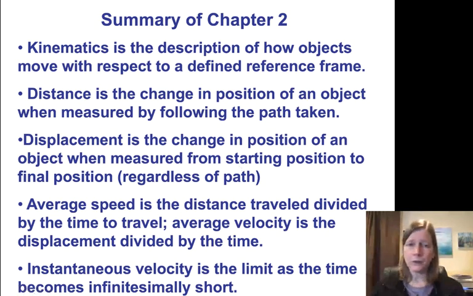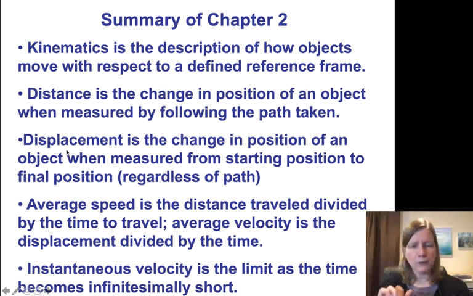position, regardless of path. So for instance, if you were at an oval track, an outside track for running on, and you went around the track once, and let's say it was a 400-meter track, your distance would be 400 meters, but your displacement, if you go back to the exact same starting point, would be 0. So a really clear example of the difference between distance and displacement.